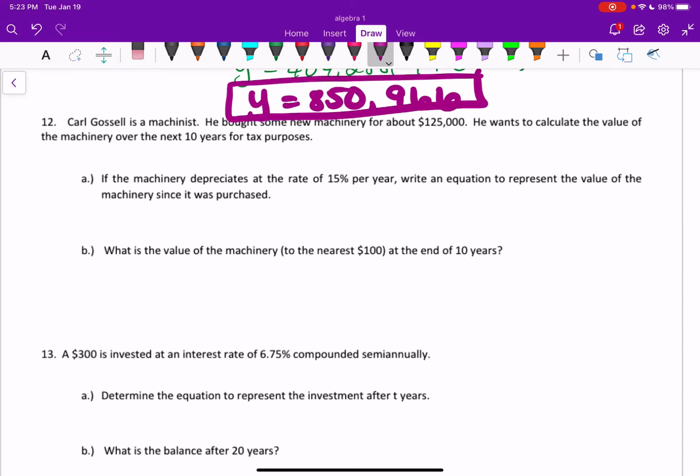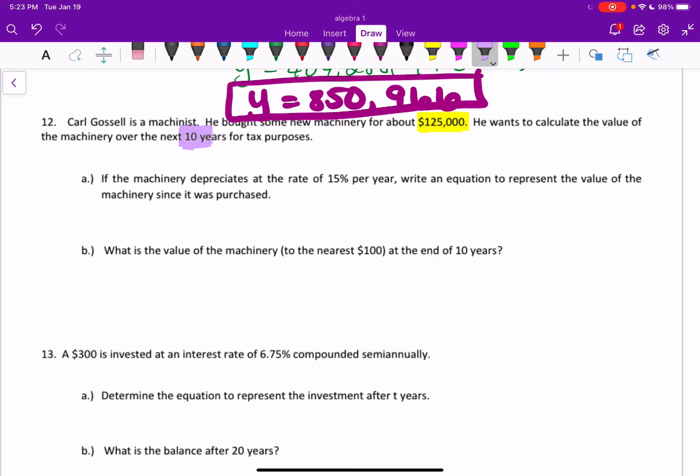Carl Gossel is a machinist. He bought some new machinery for $125,000. Well, if that's what he bought it for, that's probably our beginning. He wants to calculate the value over the next 10 years. Okay, that's going to be important for tax purposes. Okay, well, that tells us some, but not everything. I'm still not sure what I'm using here.